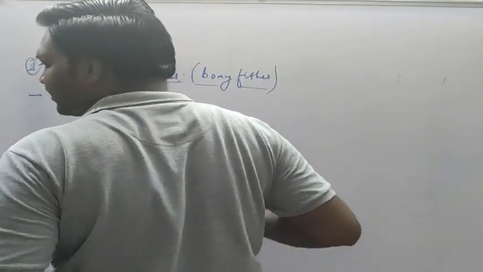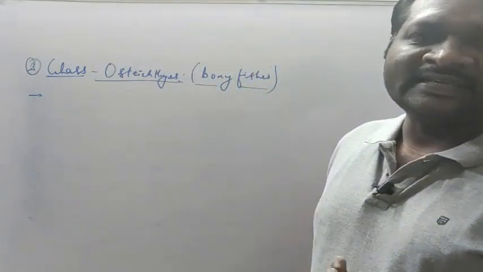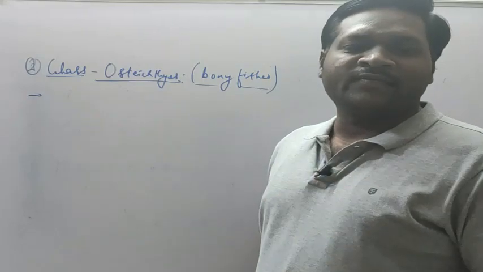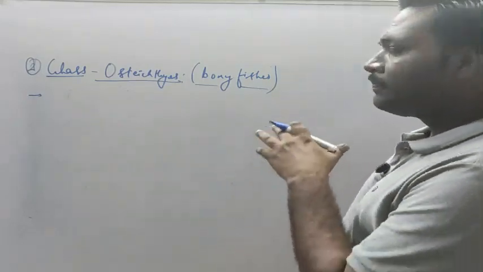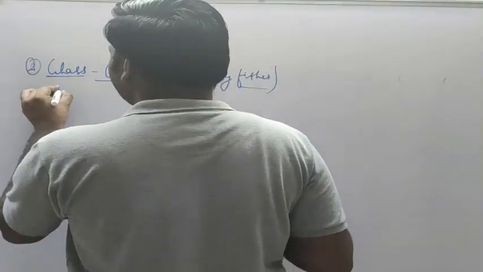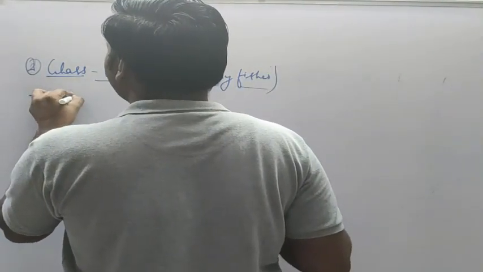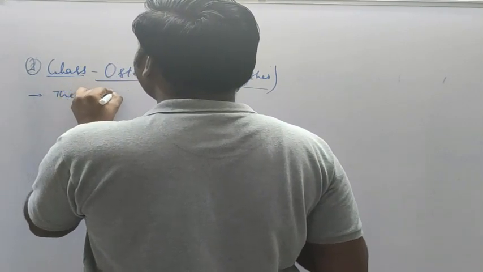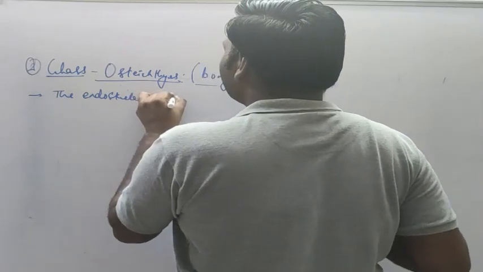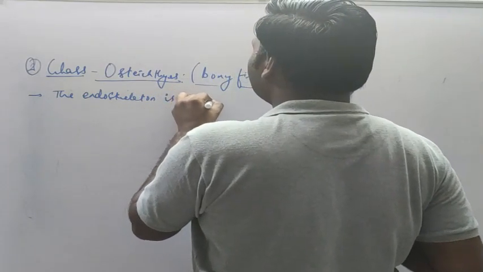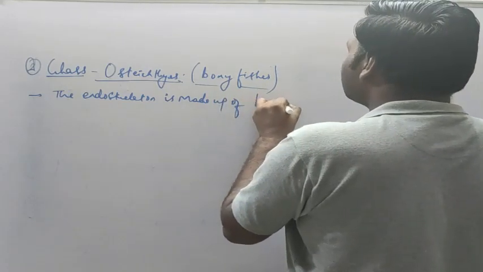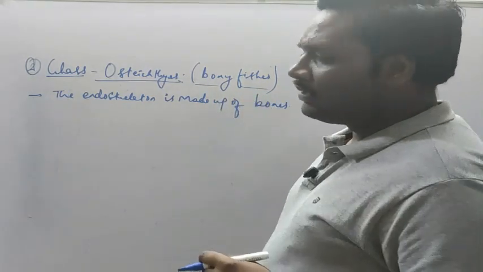Now, why are they called bony fishes? As the endoskeleton is composed of bones. In cartilaginous fishes or Chondrichthyes, the endoskeleton was composed of cartilage. In these fishes, the endoskeleton is made up of bones. Okay. So the first point will be the endoskeleton is made up of bones.